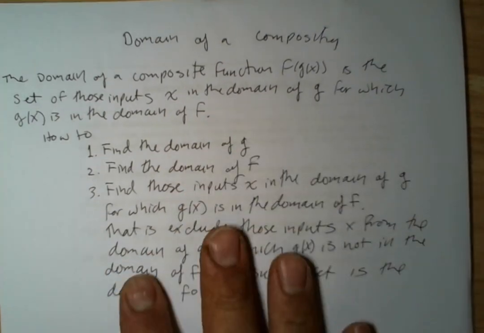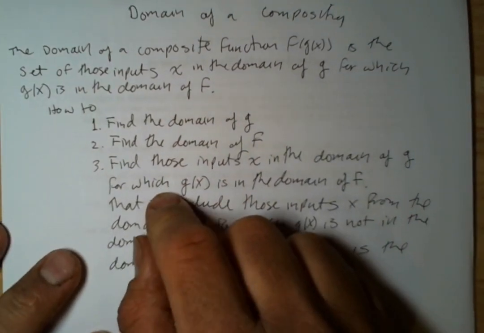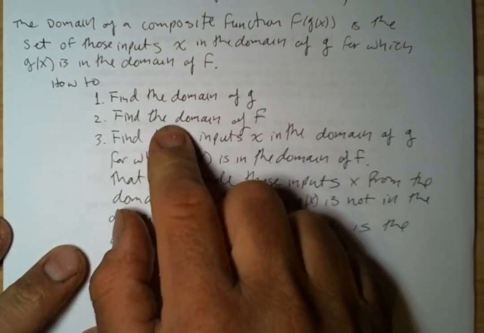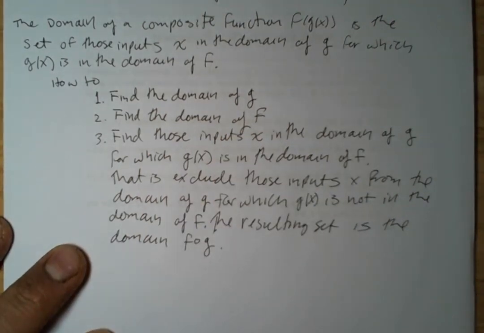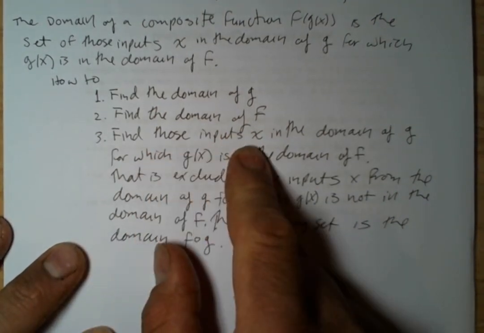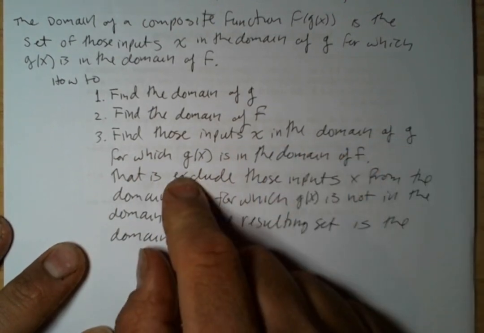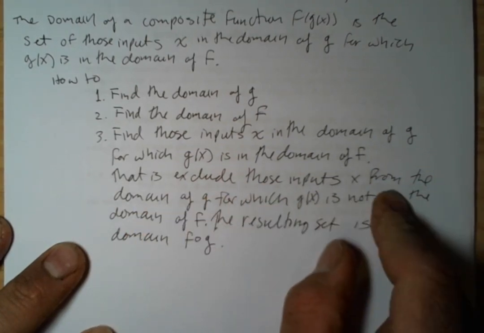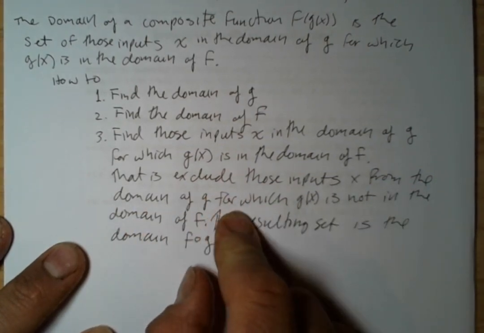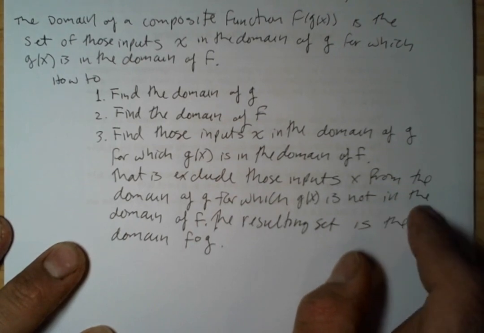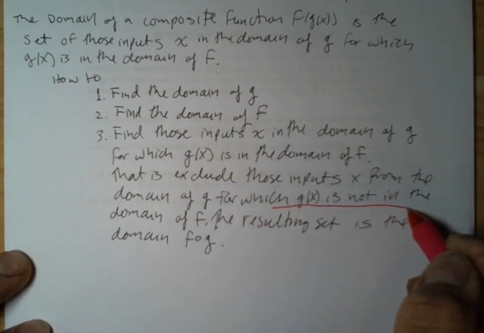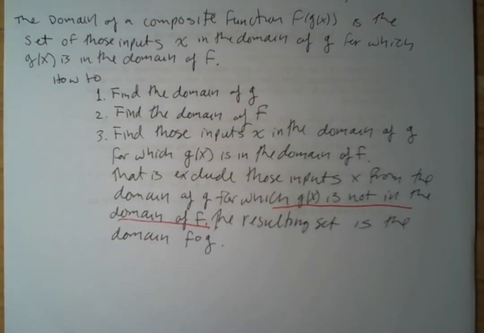Okay, so here's the how-to. Here's how we're going to do this. First we find the domain of g. Then find the domain of f, that'll be step 2. The third step says find those inputs x in the domain of g for which g of x is in the domain of f. That is, exclude those inputs x from the domain of g for which g of x is not in the domain of f. So here's the important part: g of x is not in the domain of f, the output.